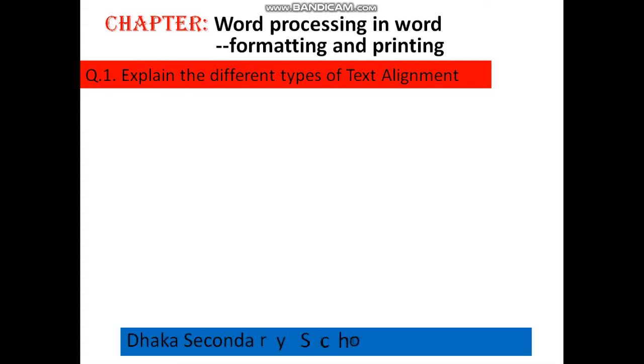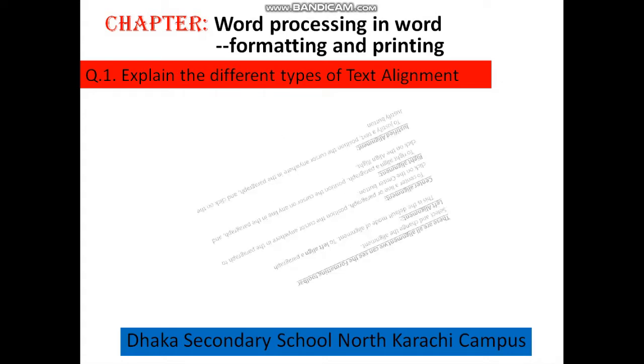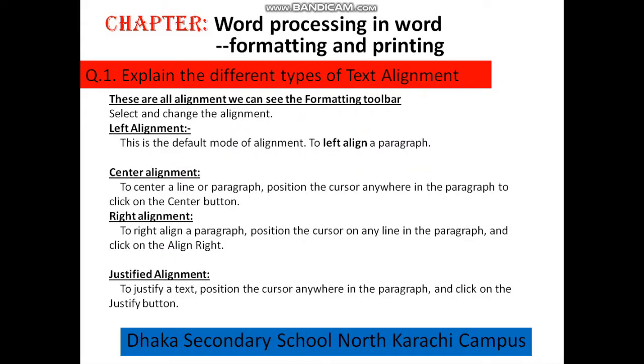Question number 1. Explain the different types of text alignment. These are the alignments. We can see them in the formatting toolbar. Select and change the alignment. Left alignment is the default mode of alignment to left align a paragraph.